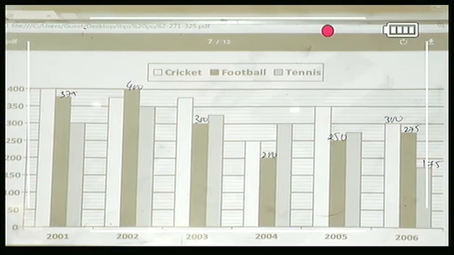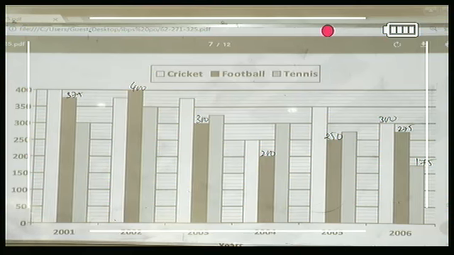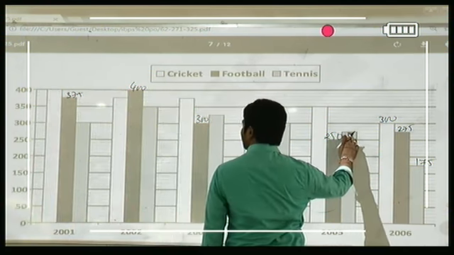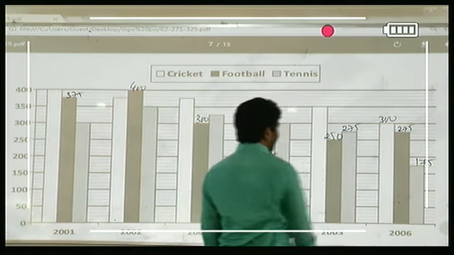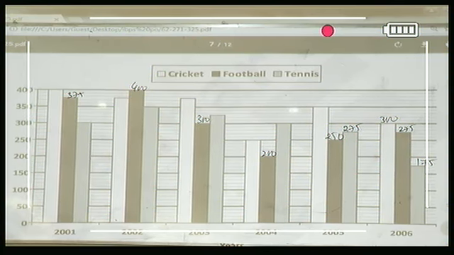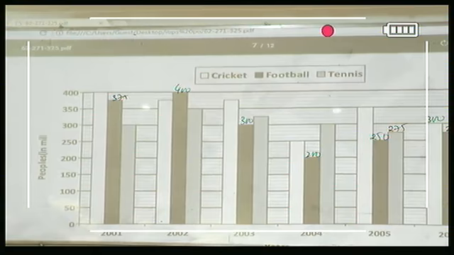58. The number of people preferring to play tennis in 2006, the least number 175, is how many million fewer than the number of people preferring to play tennis in 2005? Tennis in 2005, 275. You asked about difference, right? How much? 100. What is the respective ratio of the number of people preferring to play cricket to the number of people preferring to play tennis in 2003?